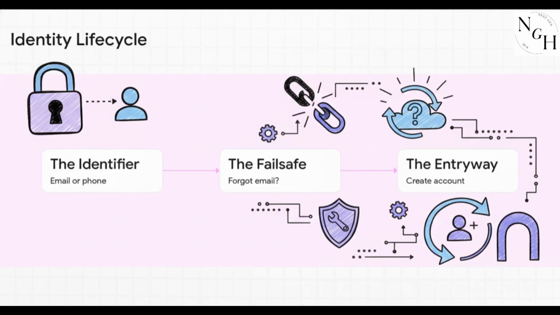And you'll notice it's doing way more than just letting you log in. It's actually a complete system for managing your identity. So step 1, the identifier, that's your everyday key. Step 2, the failsafe, that's for when you inevitably get locked out. And step 3, the entryway, is how new people get on board. These 3 little links handle the entire life cycle of a digital identity.